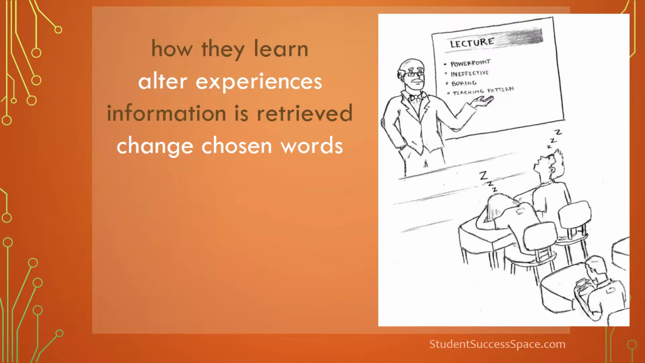Based on Gardner's work of multiple intelligences, cognitive theorists investigated the probability that people had different ways of thinking and learning methods. Now, these varied approaches are called learning styles. Preferred learning styles are connected with the multiple intelligences, and they assist the individual in how they learn. They alter their experiences, they identify the method with which information is retrieved, and even change some chosen words. They also change the way people initially represent the experience.